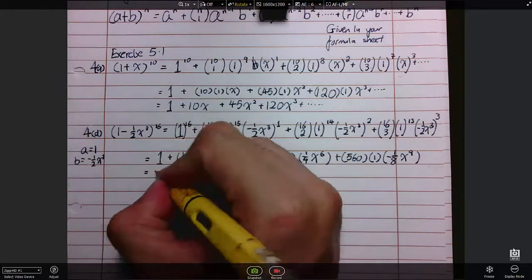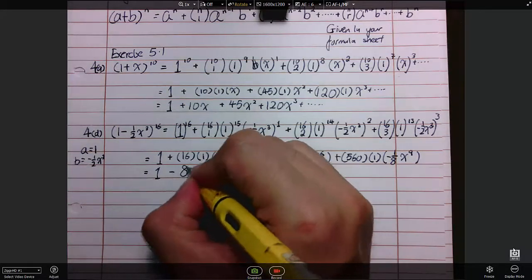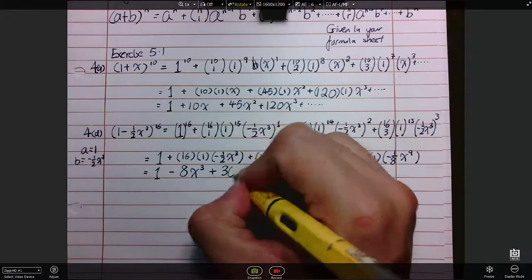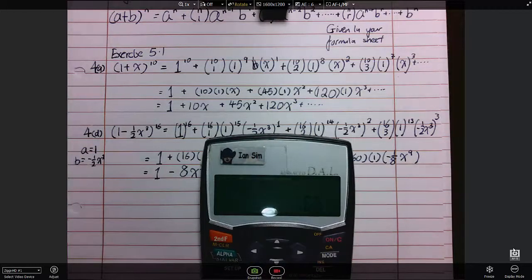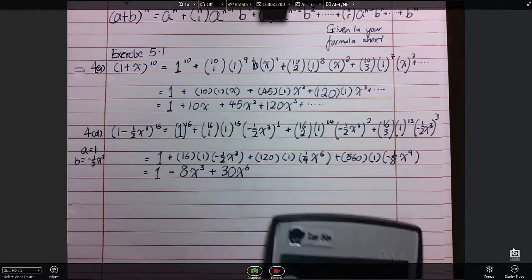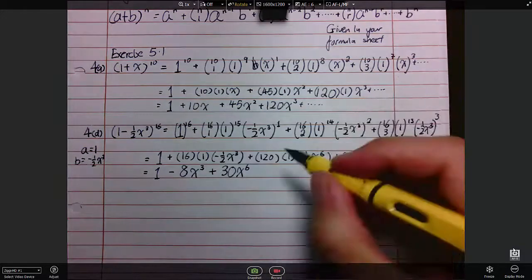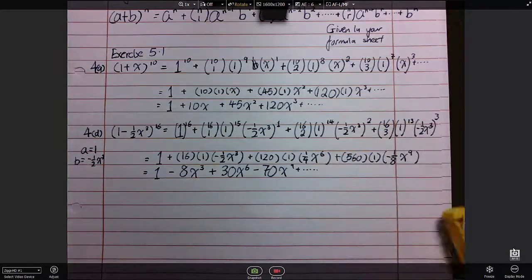Then you start to simplify. 16 times negative half gives me negative 8x cubed. 120 times 1/4 is 30, so here is plus 30x to the power of 6. Here is 560 times negative 1/8. Just take a calculator: 560 times negative 1 over 8 is negative 70. Now there you can see negative 70x to the power of 9, plus dot dot dot dot. And that concludes my first two examples for 5.1.